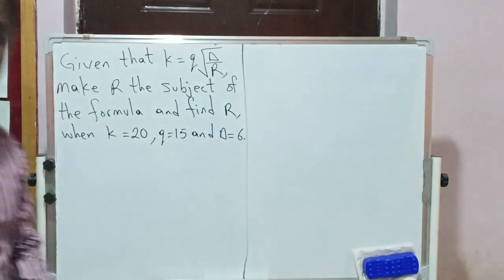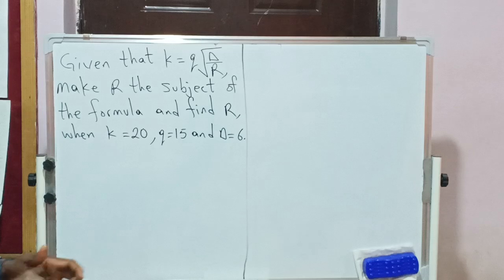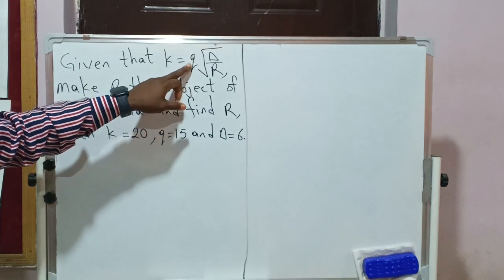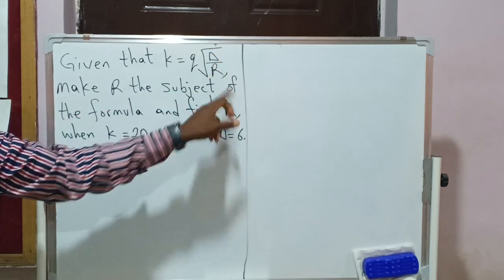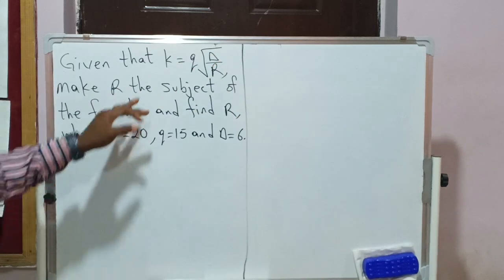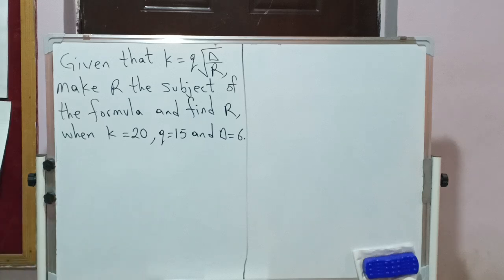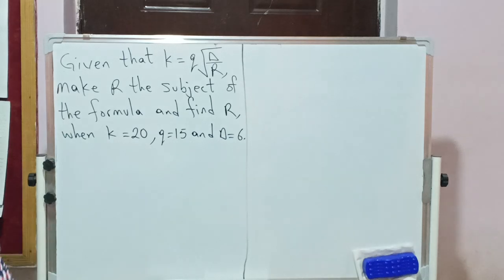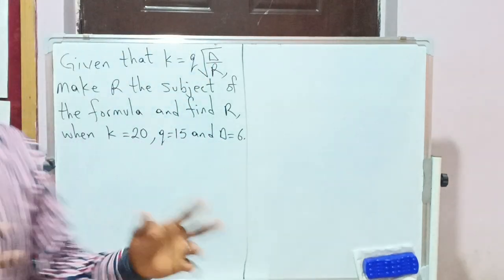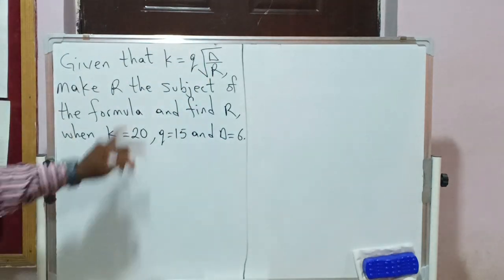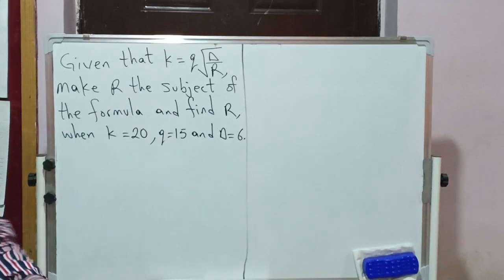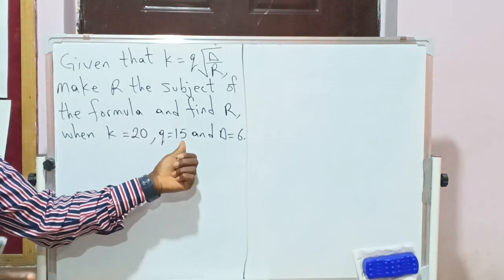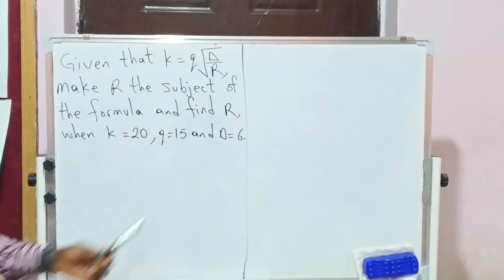Okay, let's take a look at this question and solve it together. The question says, given that k is equal to q square root of d over r, make r the subject of the formula. Whenever you have to make a particular letter the subject of the formula, all you need to do is to ensure that that letter stands alone at the end of your solution. Now, that said, after making r the subject of the formula, find r when k is 20, q is 15, and d is equal to 6.